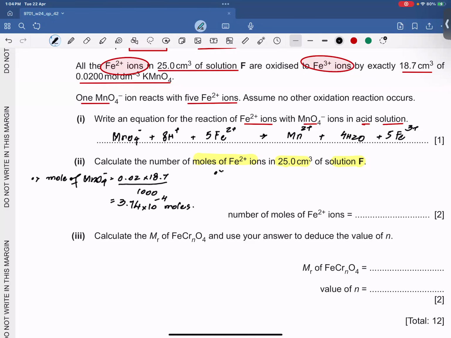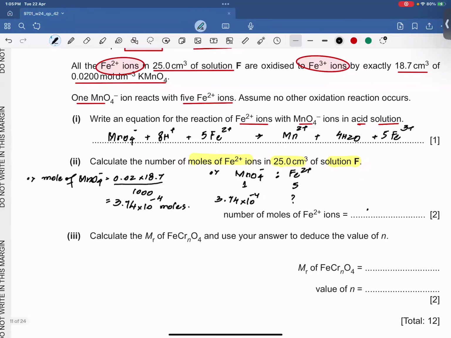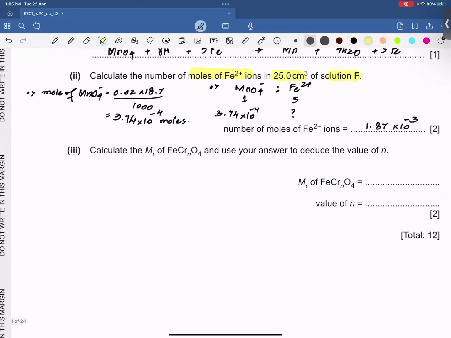We need to find the moles of Fe2+. So we know that manganate ions and iron 2 ions exist in a 1:5 ratio. If we have 3.74 into 10 to the power minus 4 moles, then moles of Fe2+ ions is that multiplied by 5, which is going to be 1.87 into 10 to the power minus 3 moles. Calculate the Mr of this and use your answer to deduce the value of n. That's excellent.